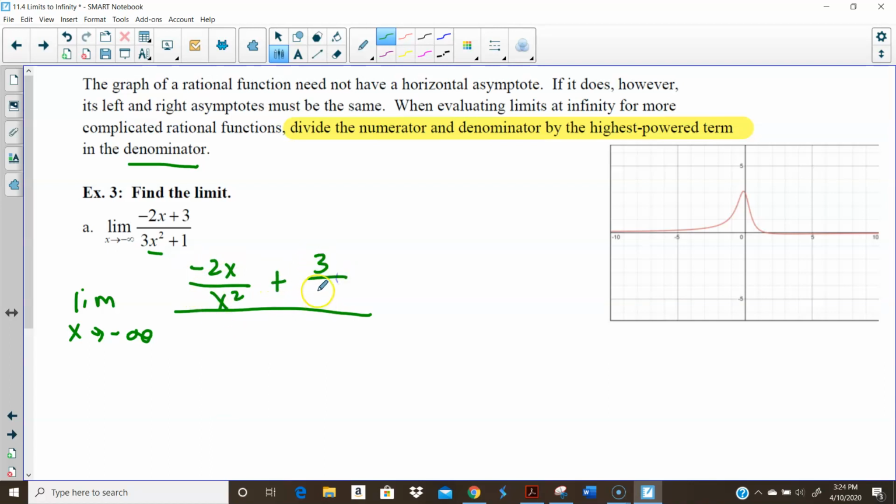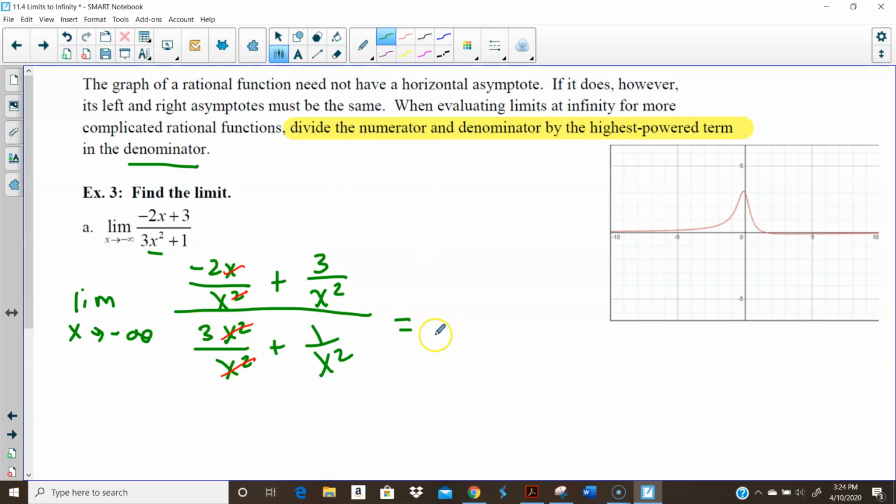So I'm taking each of those: 3 divided by x squared, 3x squared divided by x squared, and 1 divided by x squared. And then you're going to simplify. So here the x squareds will cancel, and here an x will cancel with one of those x's. And now what we're going to do is find the limit by direct substitution. So we're going to evaluate each part.